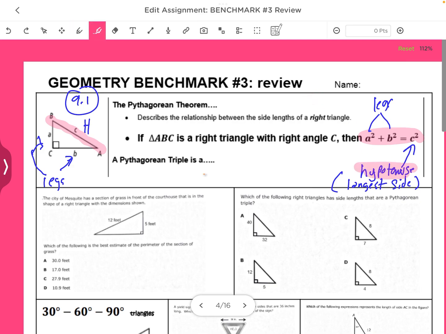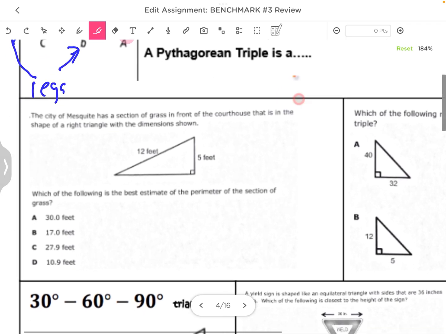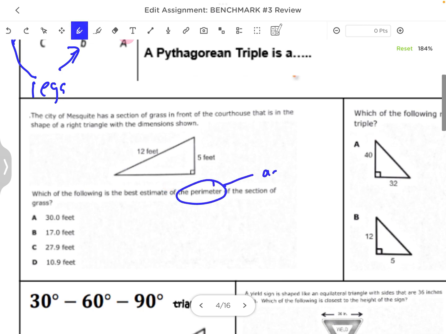Okay, so let's keep that in mind as we look at this first problem. It says the city of Mesquite has a section of grass in front of the courthouse that's the shape of a right triangle. Which of the following is the best estimate of the perimeter? All right, so perimeter, what does that mean? That means add the sides. So we need to find this.